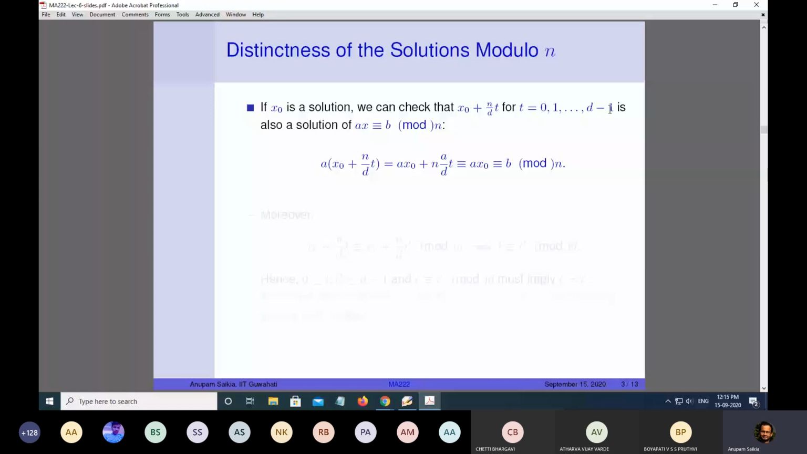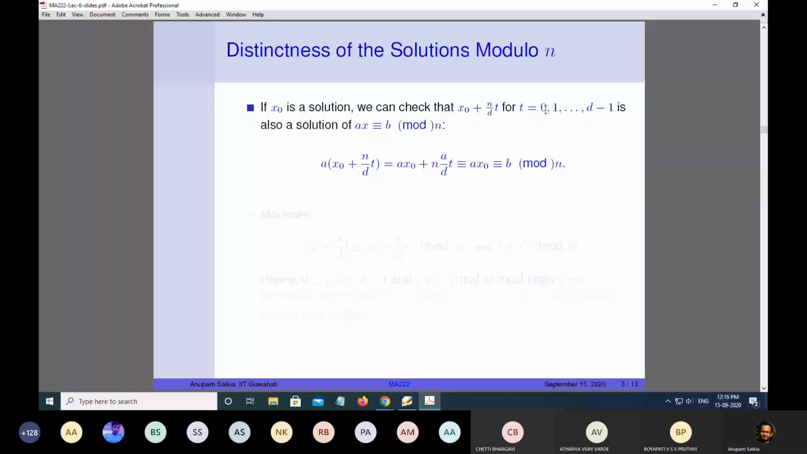Okay, for example, suppose I take t to be d, instead of 0, 1 up to d minus 1. Then what happens here? I get X naught plus n by d times d. So I get X naught plus n. But X naught plus n is congruent to X naught modulo n. So we are not interested in obtaining X naught plus n as a solution once we already have X naught as a solution, because X naught plus n and X naught are congruent mod n. Okay, that's why we take t from 0 up to d minus 1.